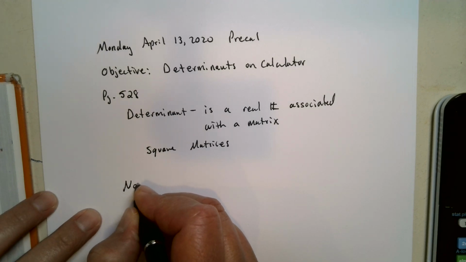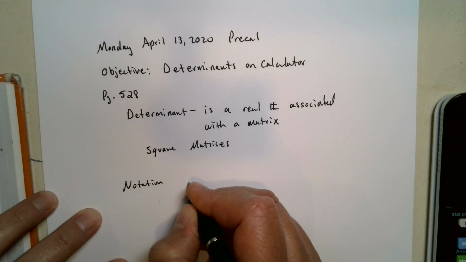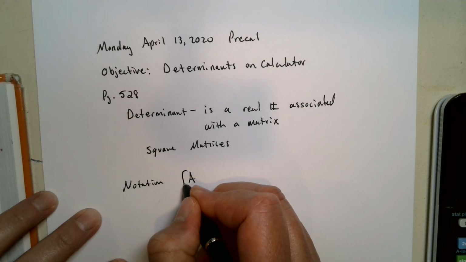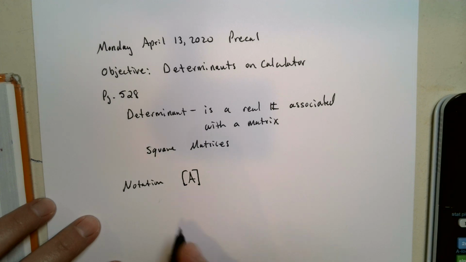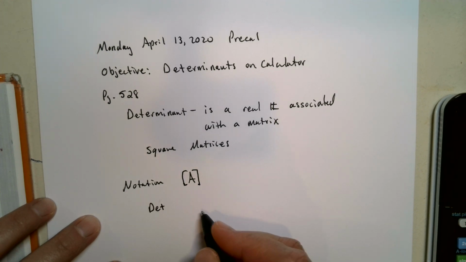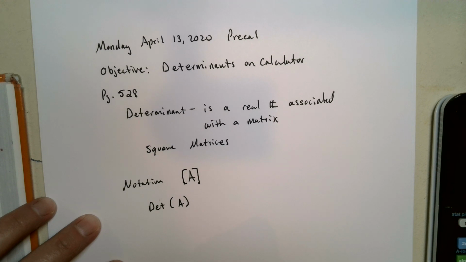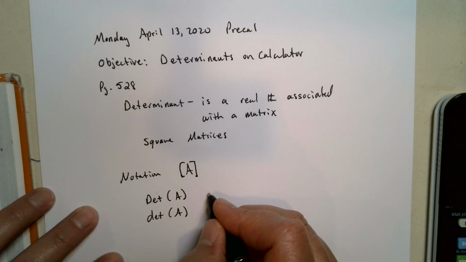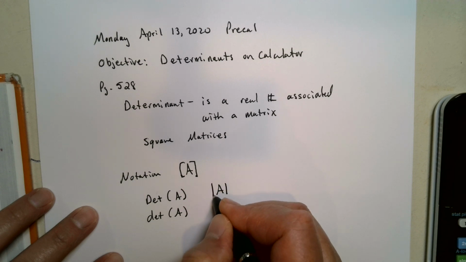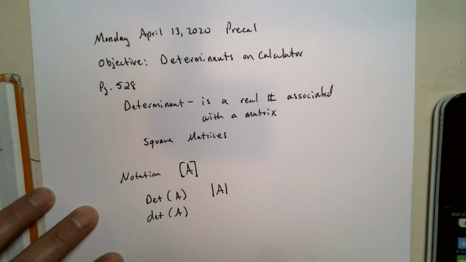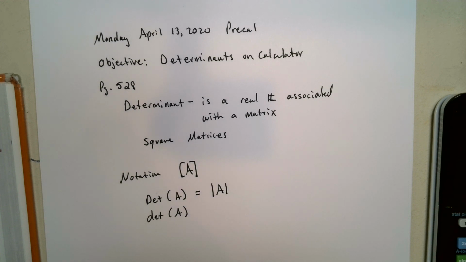The notation for determinants, if you have matrix A, so a matrix usually has the brackets around it. If you want to talk about the determinant of A, you might see the word abbreviated to det. Usually it's with a lowercase, and that's what we're going to use on the calculator. Or they make it look like the matrix is inside absolute value. So they'll have a det in front of the capital A, or they'll have two straight lines down that kind of make it look like it's an absolute value.